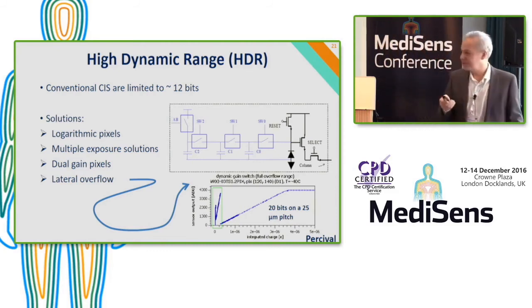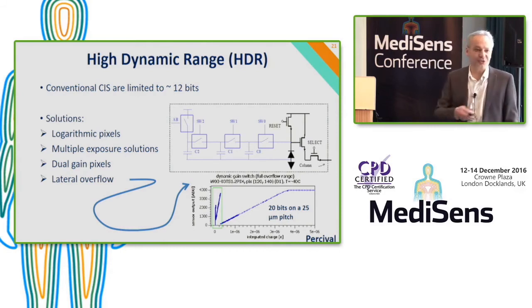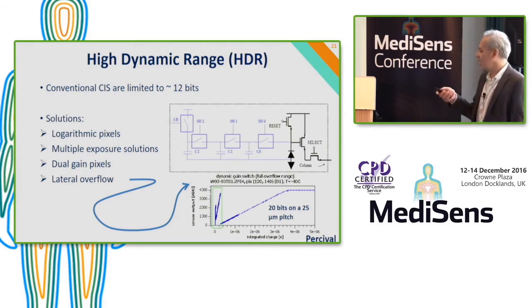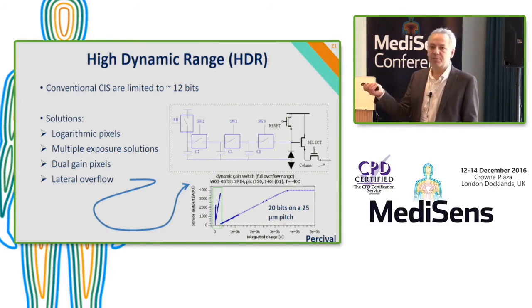A 3-minute syndrome. So high dynamic range, there are different solutions. Also, Biju mentioned some of them. The one I probably like most is dual gain pixels, but also lateral overflow can deliver linear pixels which have a very high dynamic range.